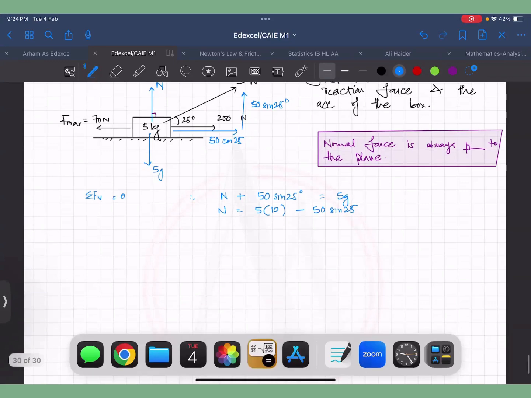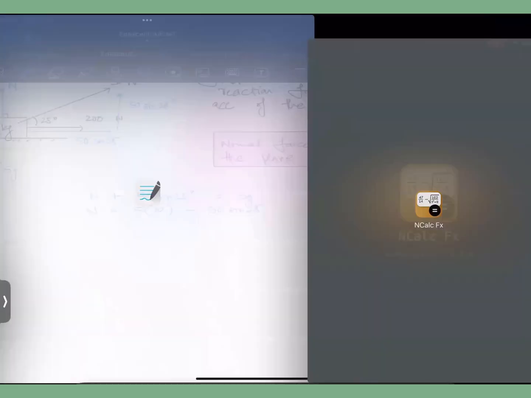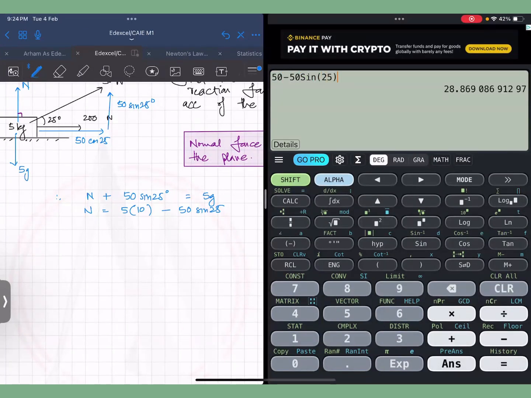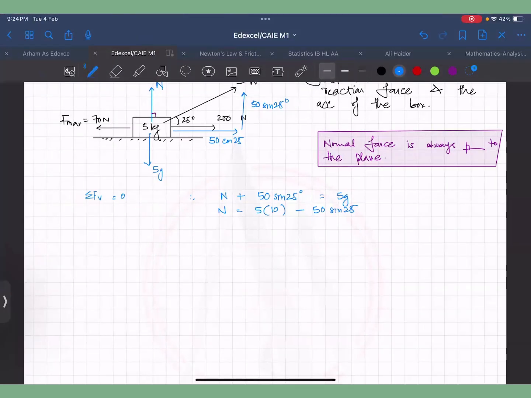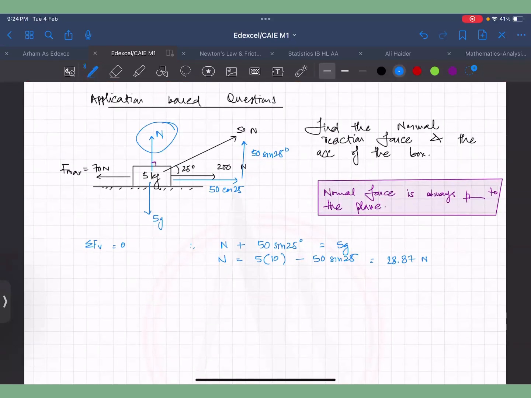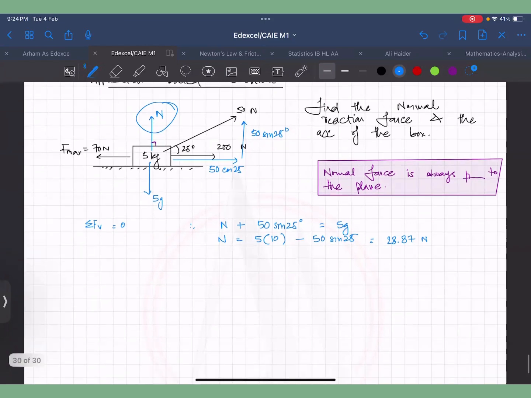So you'll use this in your calculator. Find the answer: 50 minus 50 sin 25, in degree mode, okay, 28.87. 28.87 Newton. This is the first part of the question. You have found the normal force. How much force is being exerted by the ground on this block so that it is at equilibrium in the vertical direction. Now, horizontally, the sum of the forces, we have to find it out.